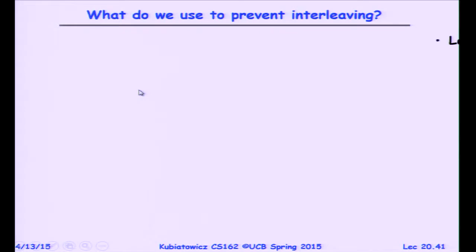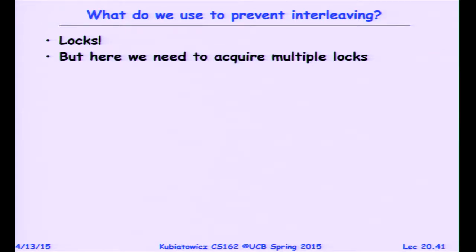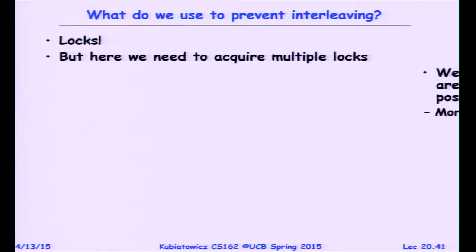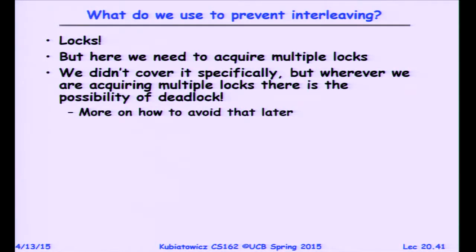And so now let's talk a little bit about how we prevent interleaving. And the word is locks, of course. And here we need to have multiple locks, because if you look at this, we're trying to acquire a lock on X and a lock on Y in some order, right? There are 2 locks here at least. Of course, there's always a possibility of deadlock. So if you grab a lock on X and a lock on Y, and process B grabs a lock on Y and then a lock on X, what might happen? Deadlock, right?